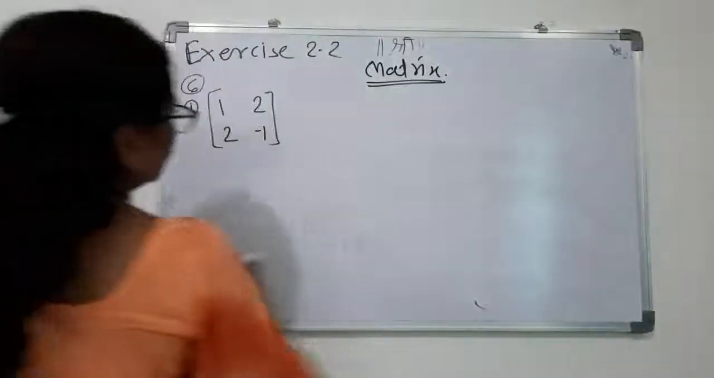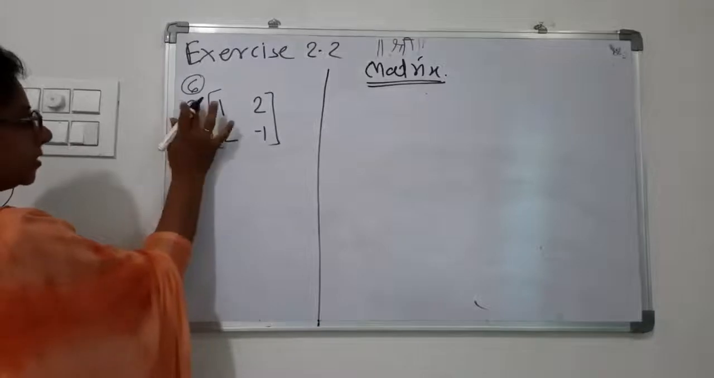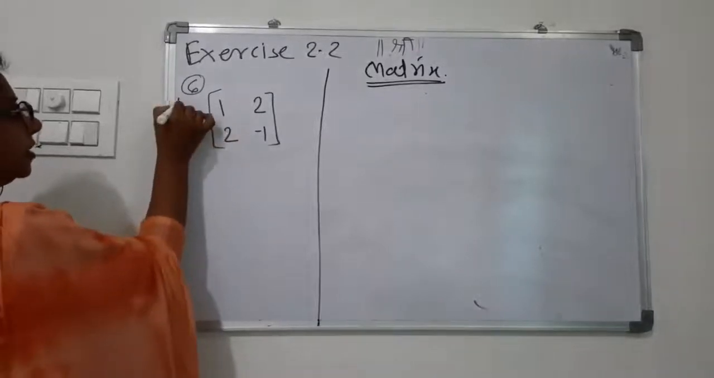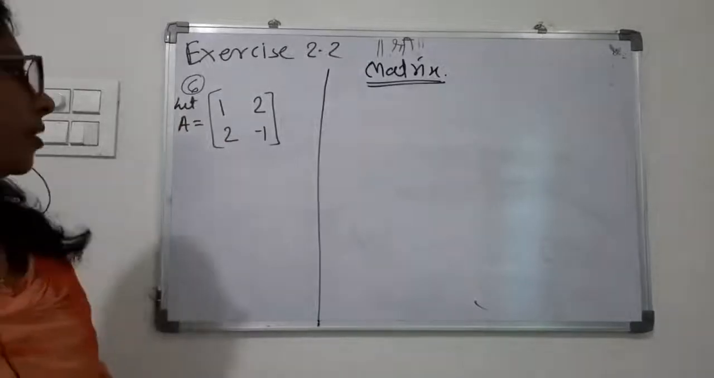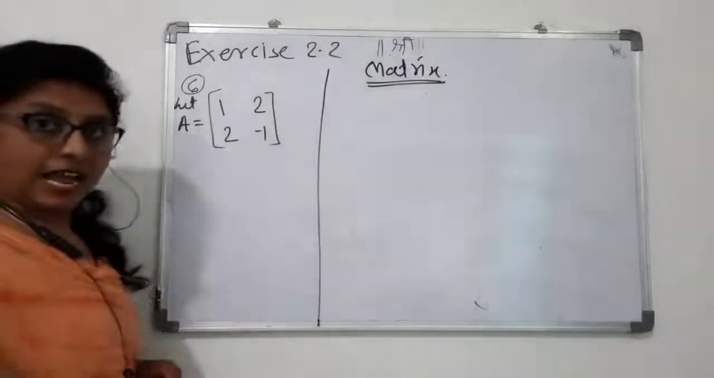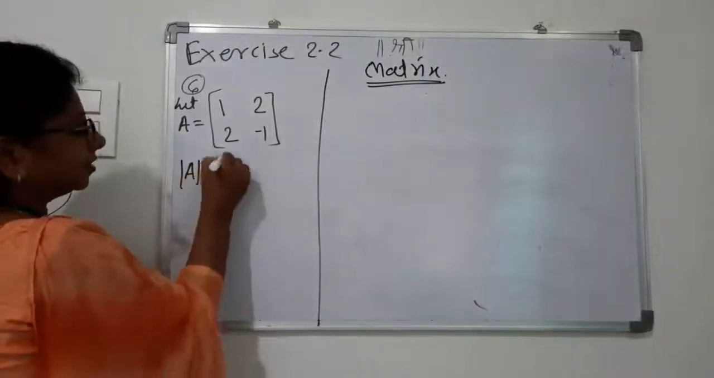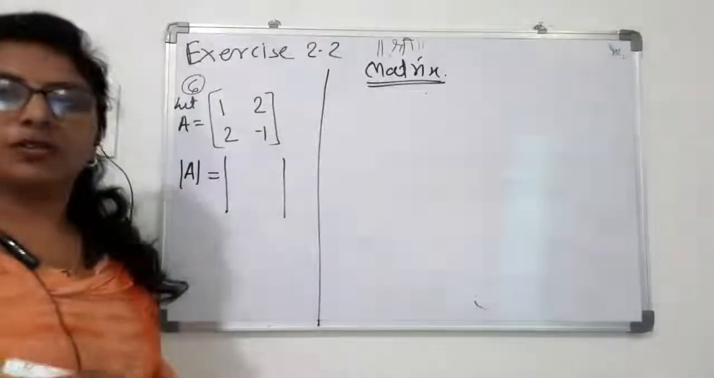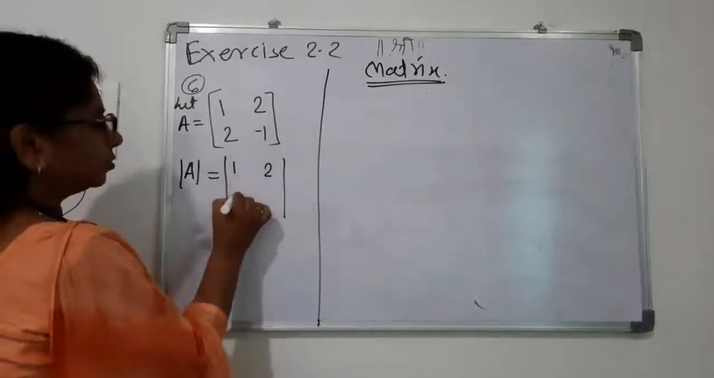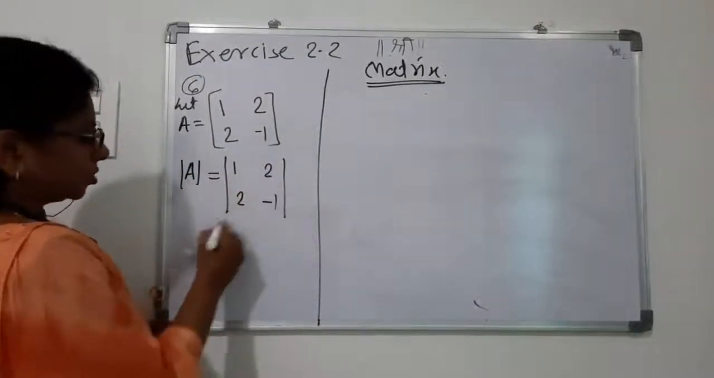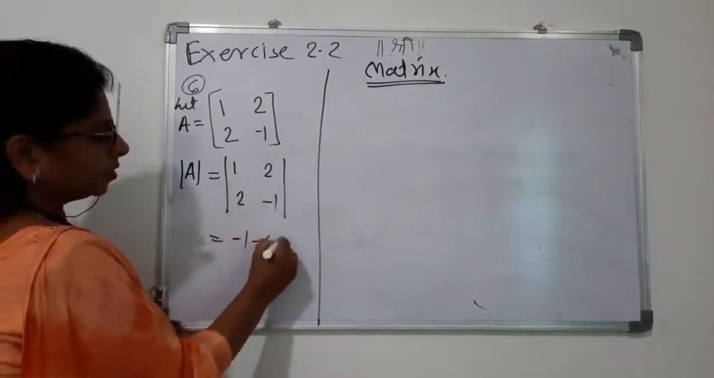So the first thing we have to do is what? We have to name it, so we will denote it as A. Let A be the matrix 1, 2, 2, minus 1. Then the first task is to check whether it is singular or non-singular. Means we have to find the determinant of this matrix. So 1, 2, 2, minus 1. So the determinant is minus 1, minus 4, means minus 5.